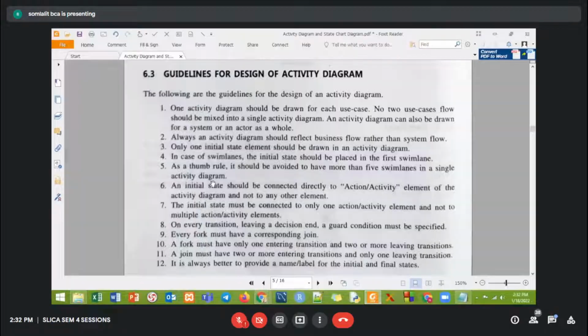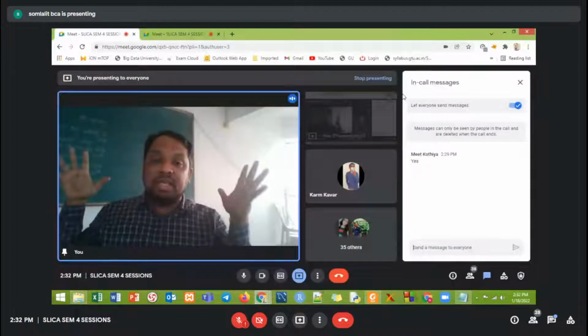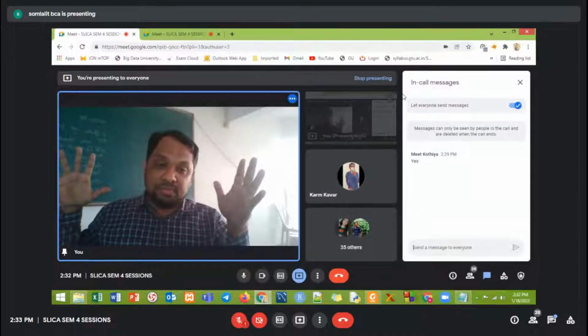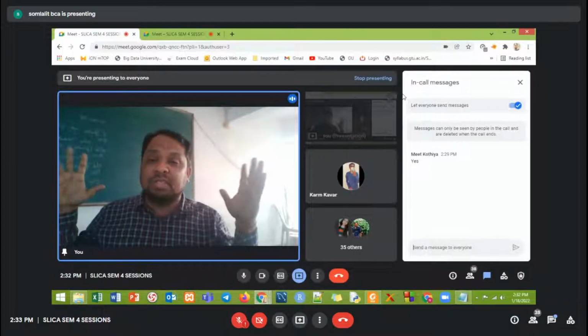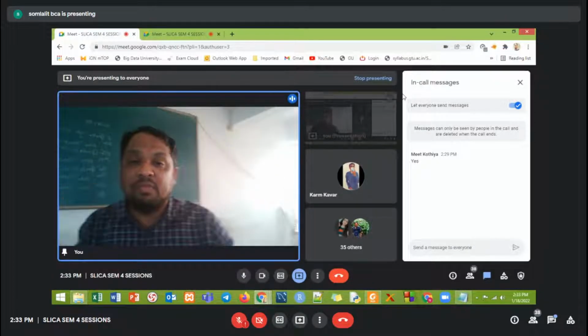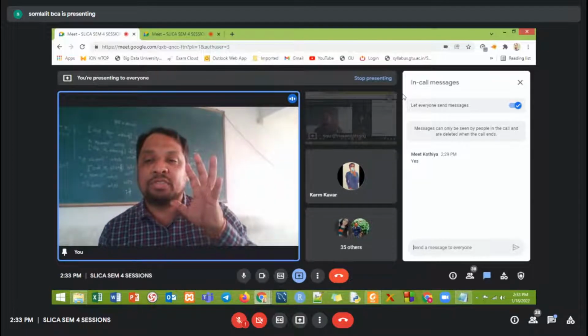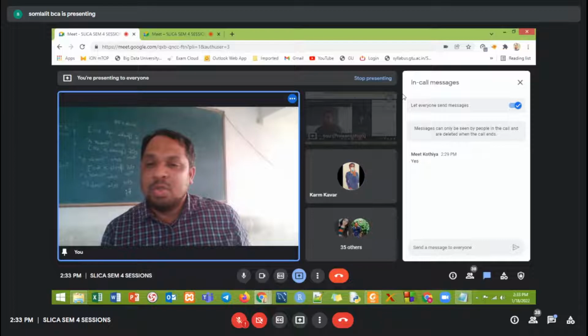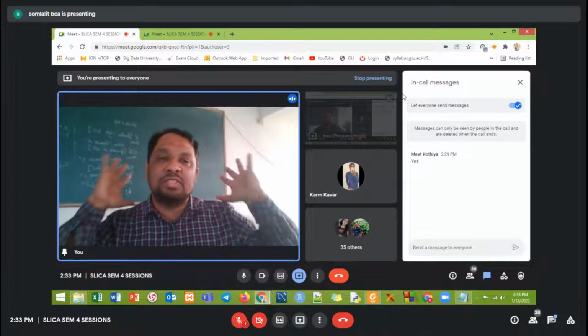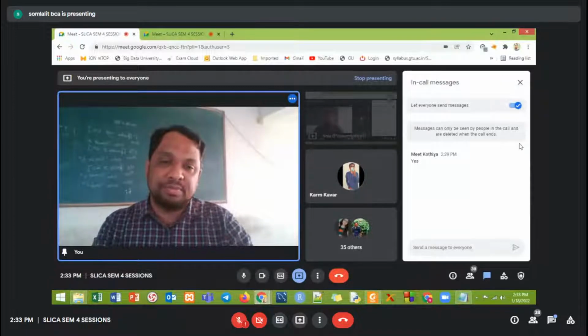Okay, very important guidelines of the activity diagram. Very, very important. You should take care of it every time you draw an activity diagram. Now they say that one activity diagram should be drawn for each use case. Now try to understand, if we have developed 20 different use cases, then 20 activity diagrams will make the system very huge. It's always better to go ahead with a smaller number of activity diagrams. You can prepare one or more, but the whole business process should be there.